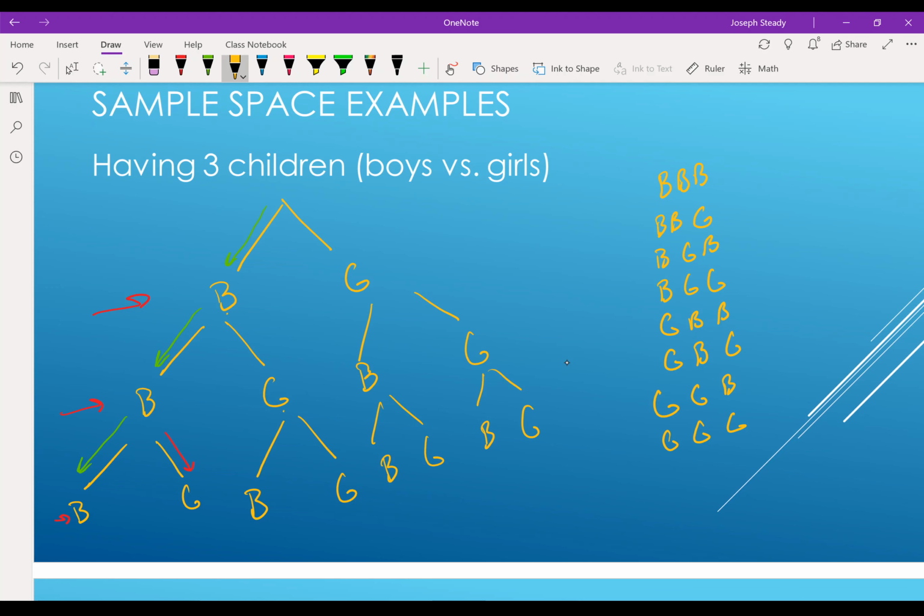Now, if all you want to know is how many possibilities are there, all you have to do is look at that bottom row. If you just look at this bottom row, there is 1, 2, 3, 4, 5, 6, 7, 8 outcomes. So you don't necessarily have to list them all to know how many outcomes there are. You can just look at the final bottom of your tree diagram. So there's our sample space for 3 different children, and if we're just looking at, did you have a boy or a girl each time? 8 possible outcomes.